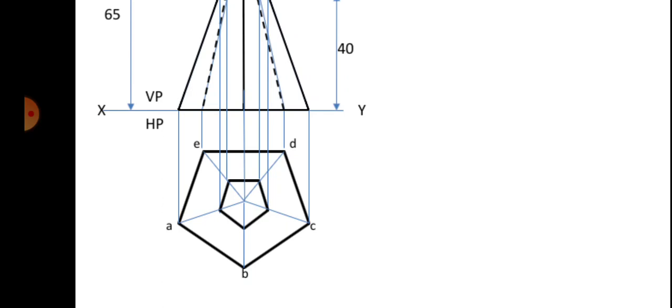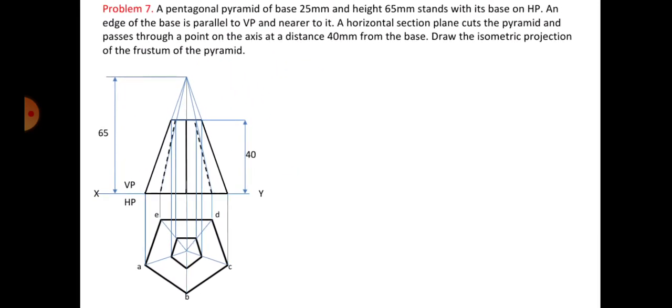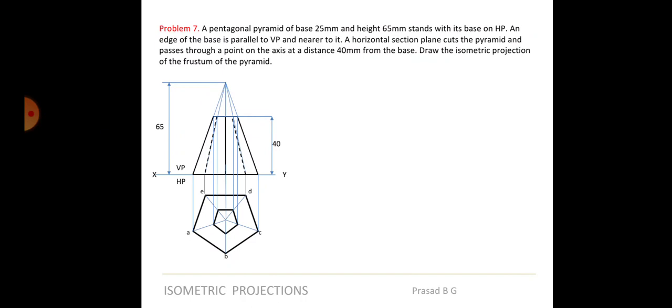Okay, so I hope you have followed what I said. First you will draw the pentagon, you will project it upwards, you will make the entire pyramid first. Okay, after making the pyramid you will take the height of 40 mm from the base on the axis only. From there you will draw a horizontal line parallel to the XY line. So that is the portion where it is cut.